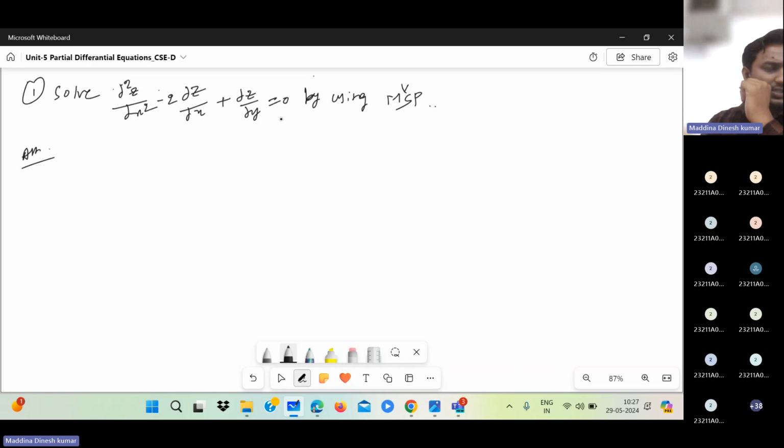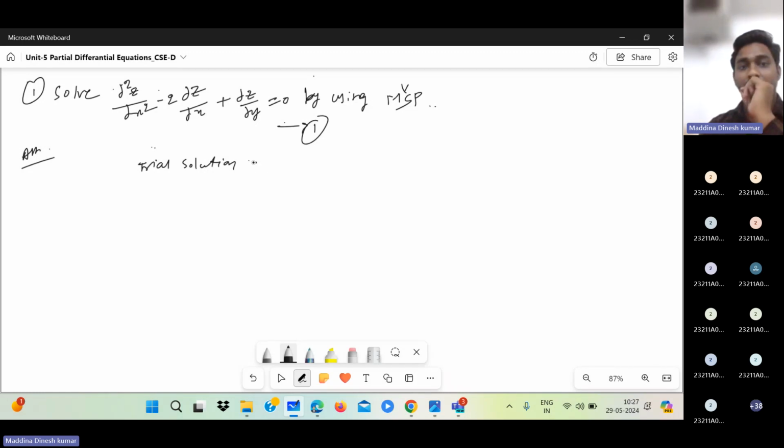Answer: we may consider it as del square z by del x square minus 2 del z by del x plus del z by del y equals 0. Okay, fine. We may consider it as equation number 1. So next, to proceed for this solution, we will consider the trial solution. So here independent variables are x and y, and z is dependent on x and y. So we need to consider z as a function of x and y. We need to consider the trial solution.